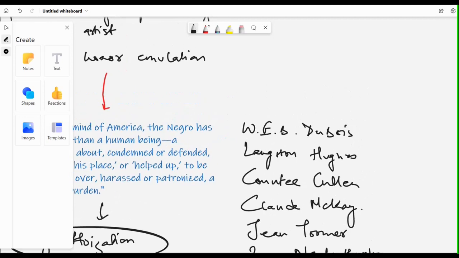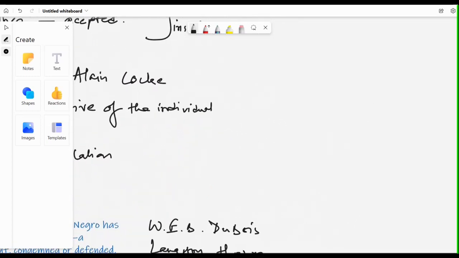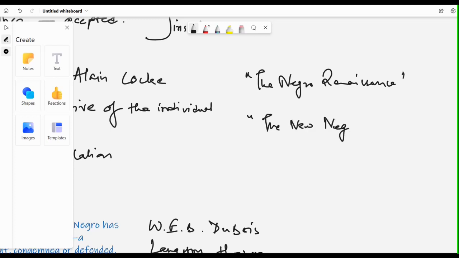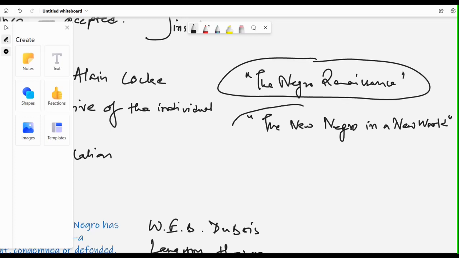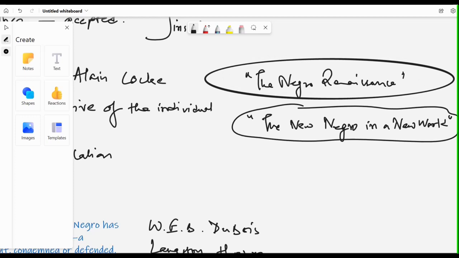The first part of the book was called The Negro Renaissance. And the second part was called The New Negro in a New World. The two parts of the book, the names themselves, they speak a lot about the content. The first part dealt with or contained essays on African American culture and poetry, fiction and drama, and the second part was more general, with essays on social issues affecting the African American and on the Harlem Renaissance.